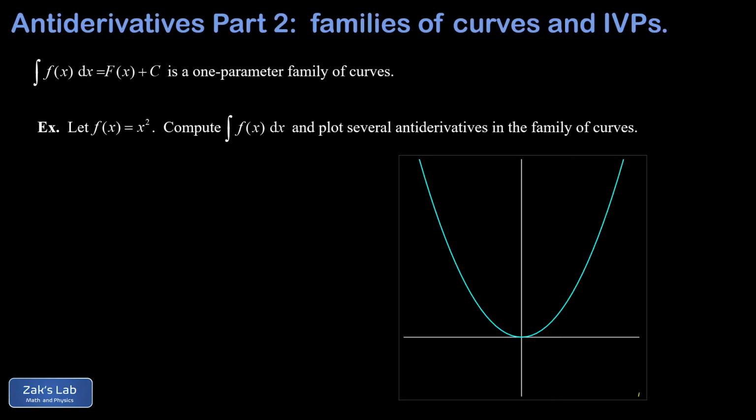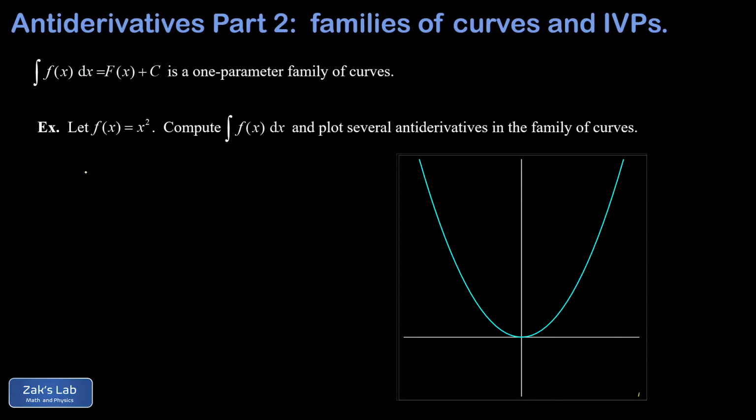So we noticed that the most general antiderivative, or the indefinite integral, is not just a single function, but an infinite number of functions based on our infinite number of choices for the parameter c. So we call the most general antiderivative a one-parameter family of curves. To illustrate what this means, we take the example of little f of x equals x squared. We're asked to compute the indefinite integral and then plot several antiderivatives in the family of curves.